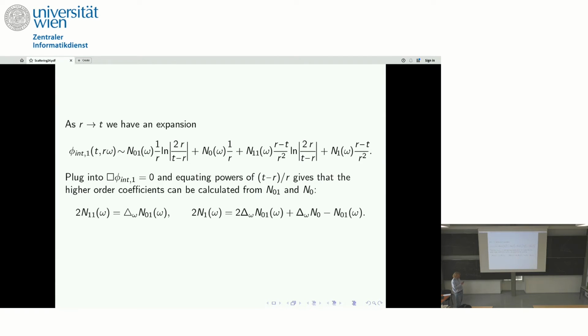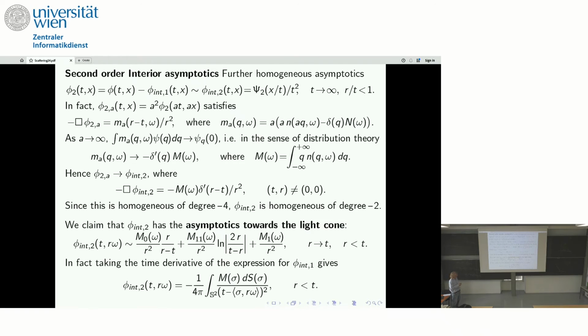And in the interior, you can also have a higher order expansion. Once you have these two coefficients, you plug them in and you get an equation for a homogeneous solution. So it's a simplified equation, and you can calculate these coefficients in terms of the earlier ones, and they satisfy certain relations. You can even do better. You can get the second order expansion in the interior of another term which decays like 1 over t squared, the next term in the expansion here.